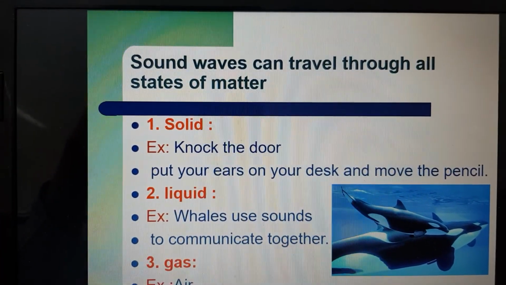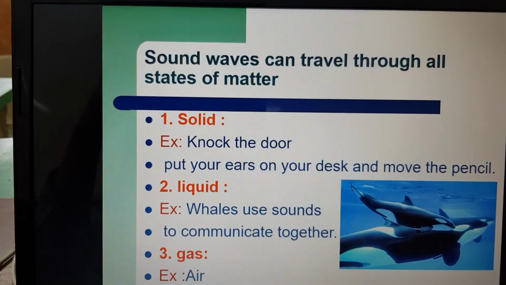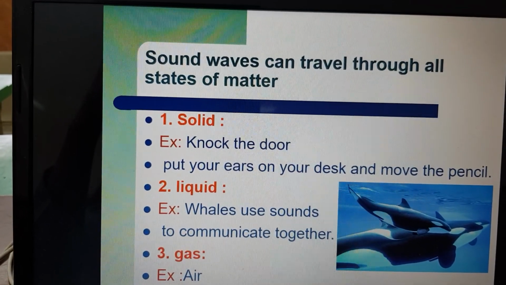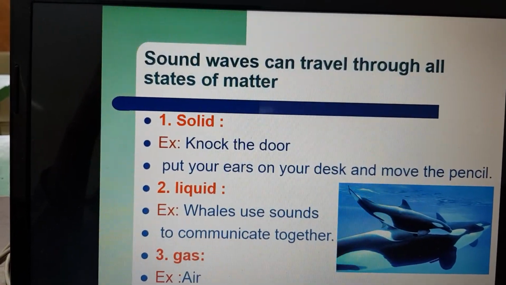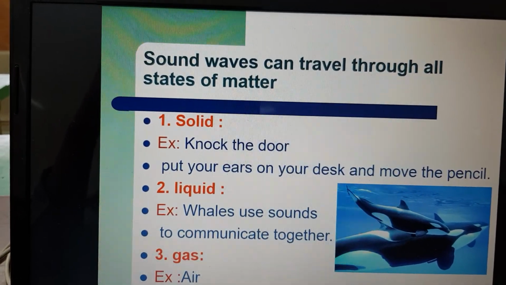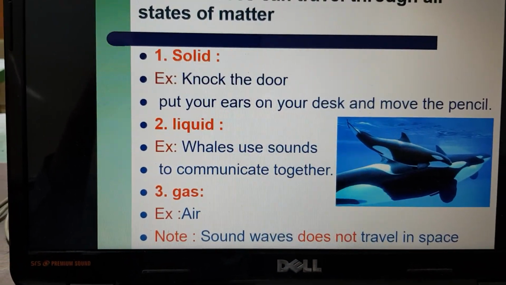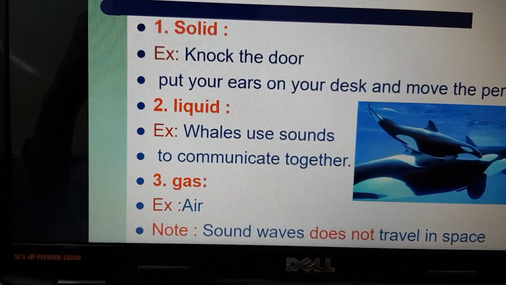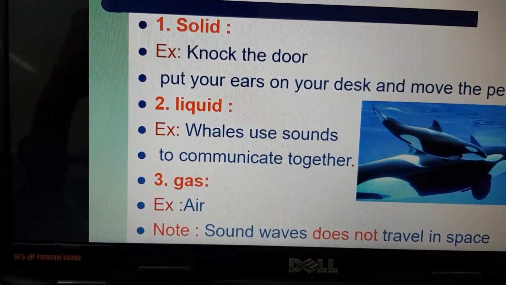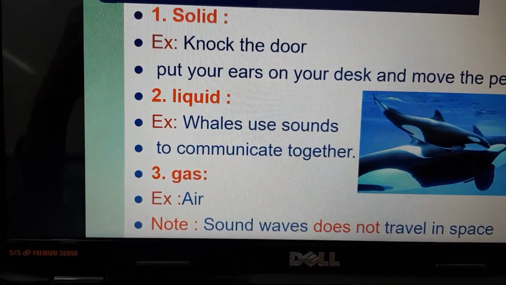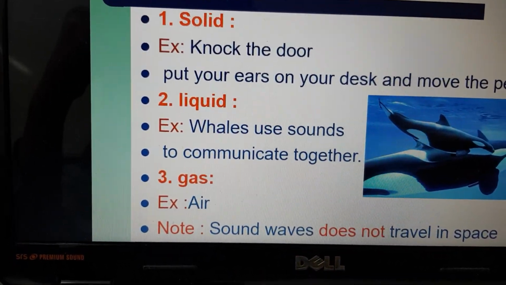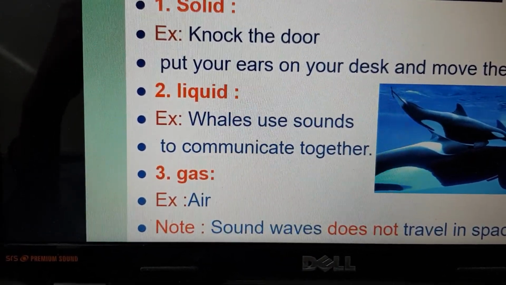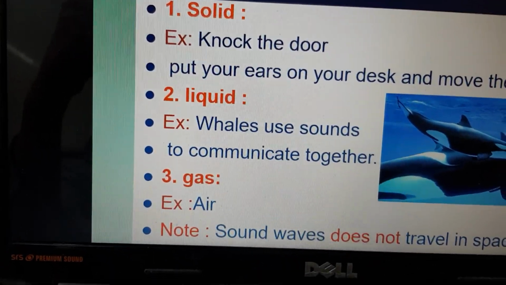Number 2, through a liquid, like whales use sounds to communicate together. The mother communicates with her kids by sounds, because sound can travel through liquid. Number 3, sound can travel through a gas, like air. Like when I talk with you in the class, you can hear me. Why? Because my voice sends waves, and these waves reach your ear. At this time, you can hear me.